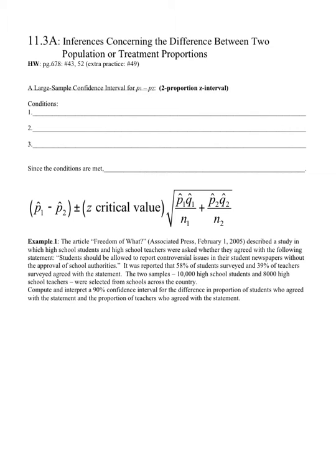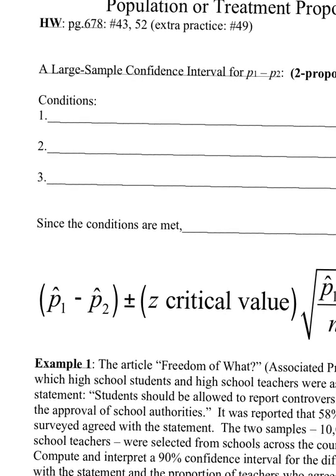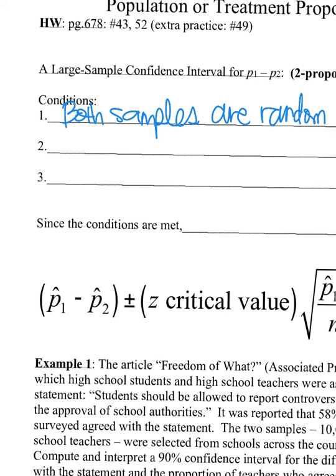All right, so for confidence intervals, the first step is to check your conditions. The first condition we want to check is, like always, random samples. But in this case, because we have two samples, we want to make sure that both samples are random. Or you can just write random samples with an S. All right, and that is our first condition.